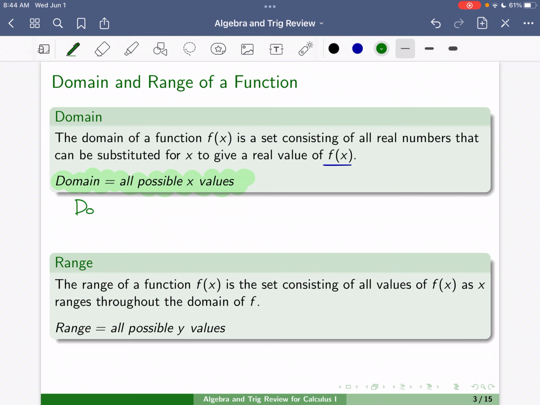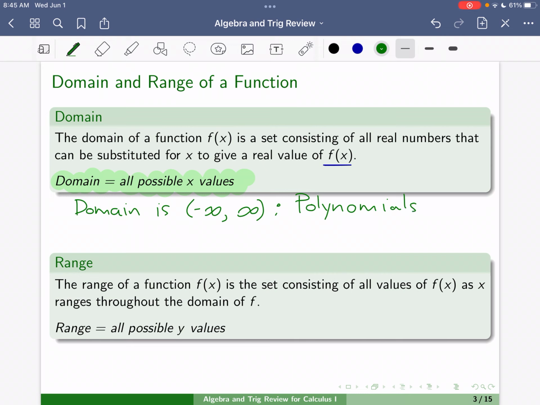So if we have a domain from negative infinity to infinity, there are an infinite number of functions that it could be. One large family of functions would be polynomials. So polynomials, they are continuous everywhere.